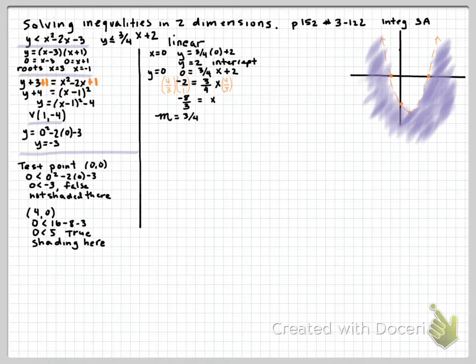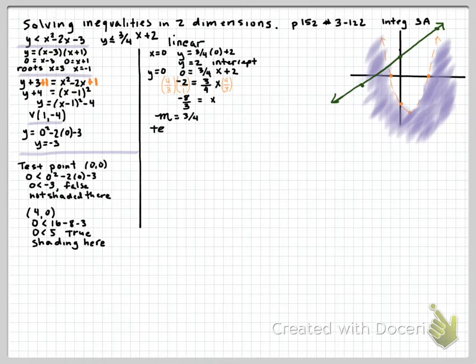Okay, finally my slope is at 3/4. I'm going to go up 3 and over 4. And by putting all of that in, I get a line. And my line is solid because remember, y can equal that graph and y is everything below that graph. So I'm pretty sure I'm going to be graphing and shading below this line, this linear function.